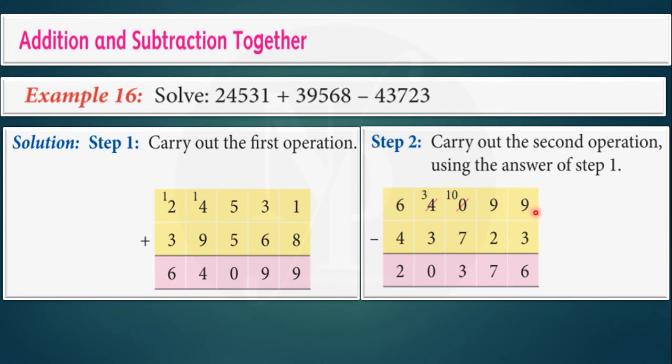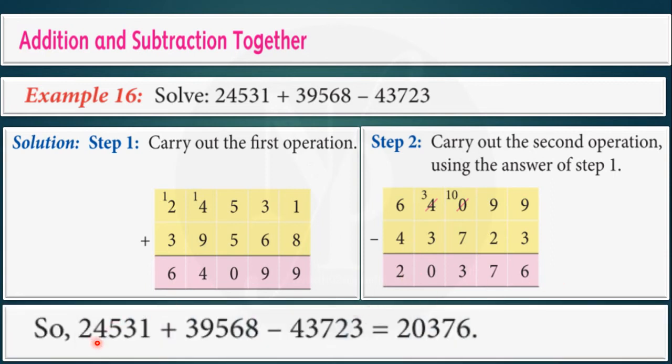So on subtracting, what you get is 9 minus 3 is 6, 9 minus 2 you get 7, and here you cannot subtract 7 from 0, so we will regroup the digits. We will make this 4 as 3, and now this 0 becomes 10, and then subtracting 7 from 10 you get 3. Here on subtracting 3 from 3 you get 0, subtracting 4 from 6 you get 2.